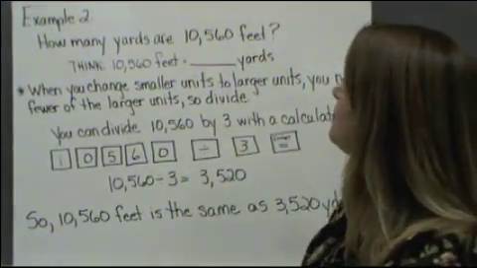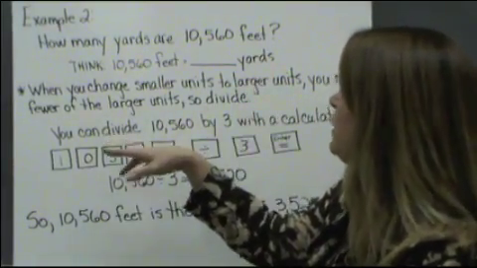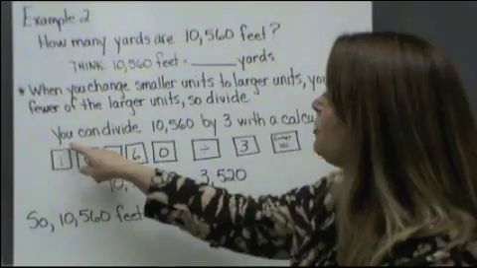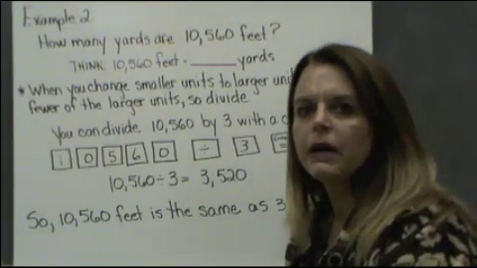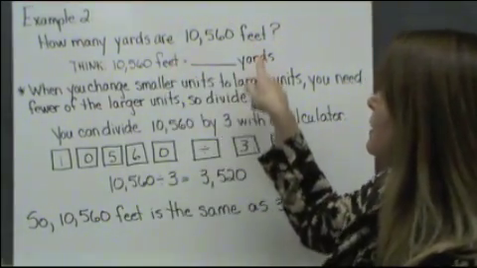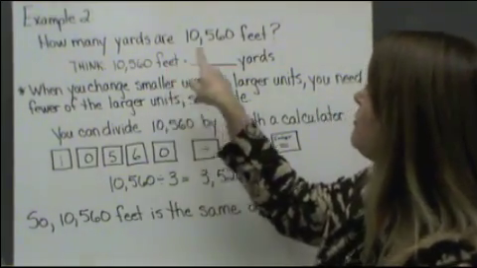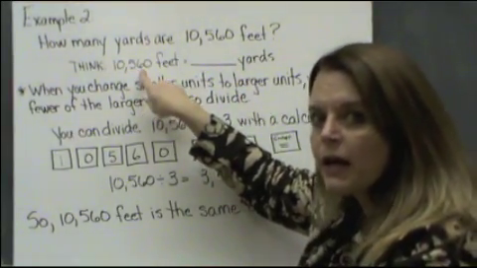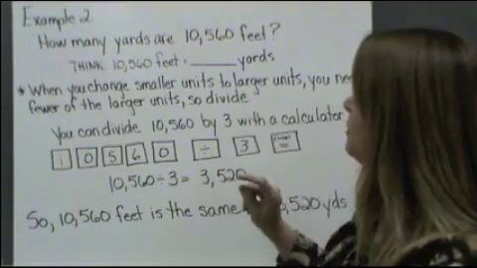Now this is a really big number, 10,560, and I've got to go to yards, and I've got feet, and I've got to convert it. You can use your calculator on this one. You can divide 10,560 by 3. Why am I dividing it by 3? How many feet in 1 yard? 3. So if I've got to change feet to yards, I've got to divide however many feet I have by how many feet are in 1 yard to get my answer.